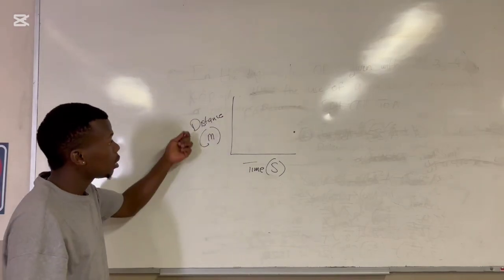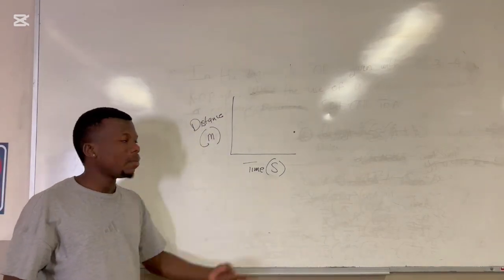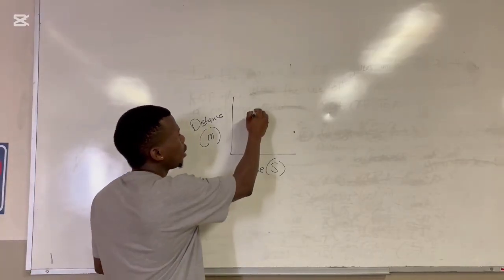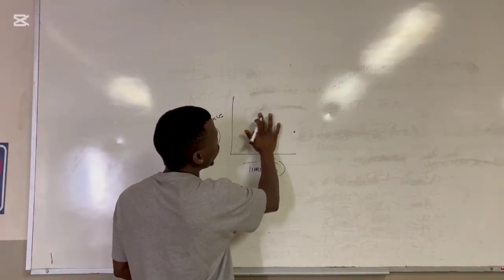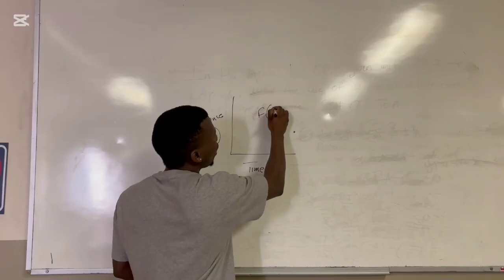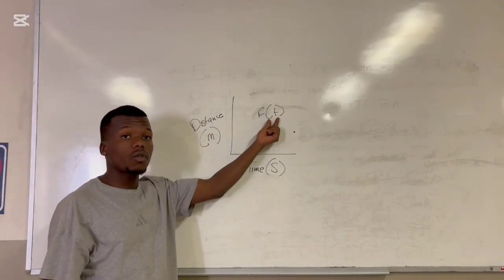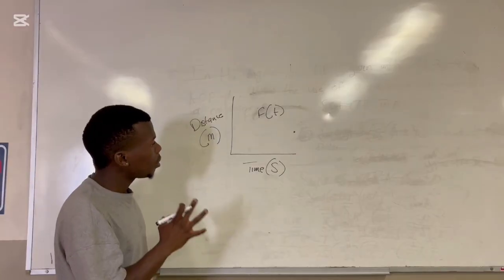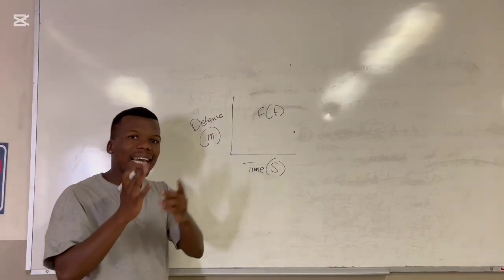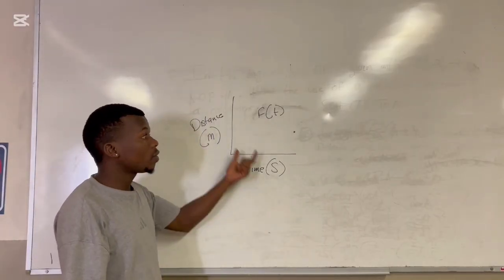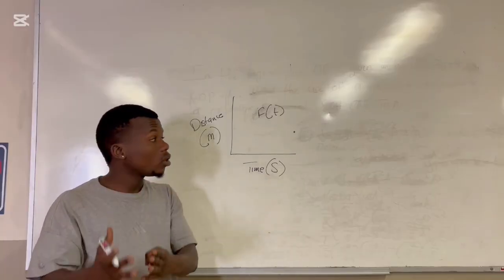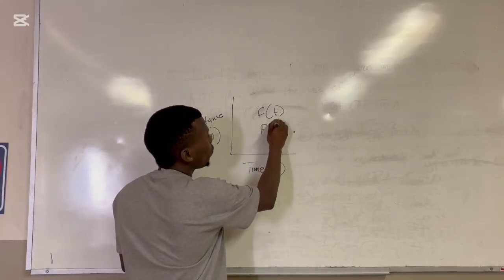It means distance is a function of time. Now let's say this graph is f of t, meaning this is a function of time. Distance is a function of time. Remember something. Let's find the gradient or the rate of change of this function. Remember the gradient or the rate of change, this will be f prime of t.